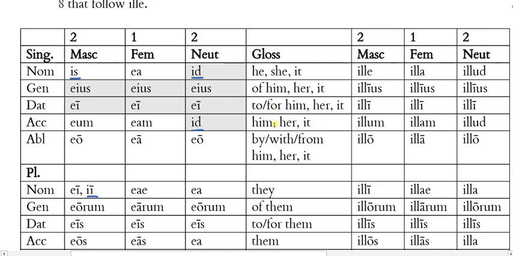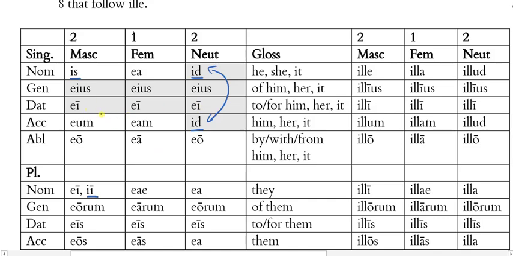No distinction in the actual gender for these forms. They're all the same. Now, eum, eam, id. Compare illum, illam, illud. Notice that the neuter form in the accusative is always going to match the neuter form in the nominative. And that's just him, her, or it as objects of the verb, for example, in accusative case. Ablative, eo, ea, eo, by, with, or from him, her, it.